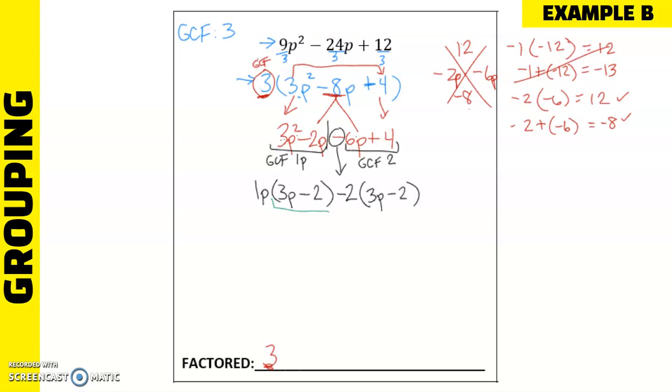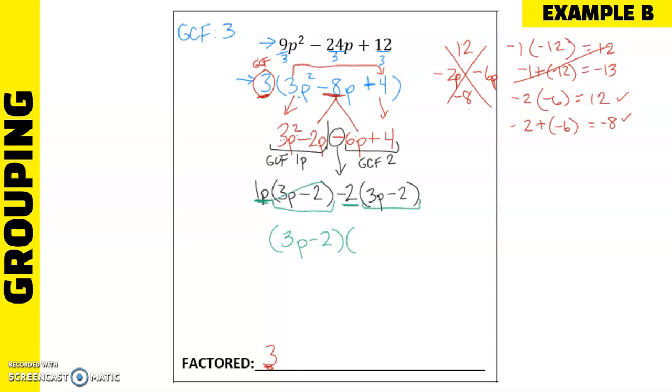Here's a big clue. If I do this correctly, my parenthesis quantity should end up the same. That's the beauty of the grouping method. If it doesn't end up the same, probably needed to pull a negative sign out. Okay? All right, so now I know the 1p and negative 2 are both multiplied by 3p minus 2. So that's my first parenthesis. And then what's left, right?